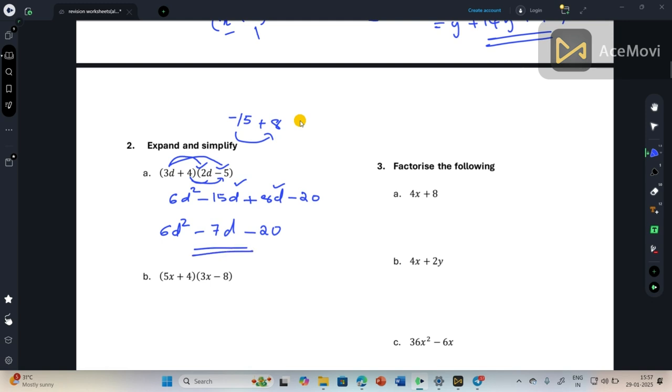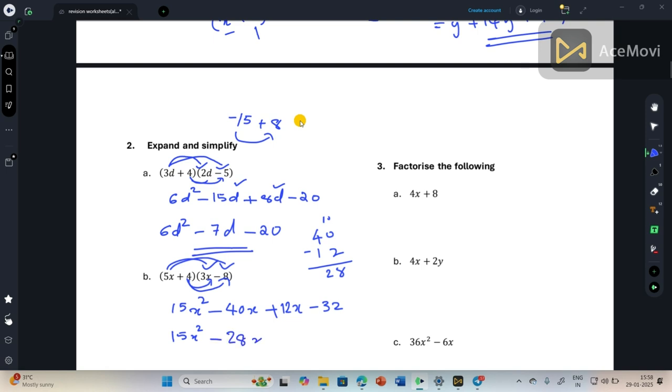Okay. Then b: (5x + 4) times (3x − 8). 5x times 3x, 5 times 3 is 15, x into x is x square. Then 5x into minus 8, it's minus 5 times 8, we know that is 40, so minus 40x. Next 4 times 3x, it is positive 12x, then 4 times minus 8 is minus 32. So 15x square, then minus 40x plus 12x. So we need to subtract 40 minus 12, it is 28. Which is the sign? The sign of the largest number is negative, so that's why it's negative. Minus 28x minus 32.